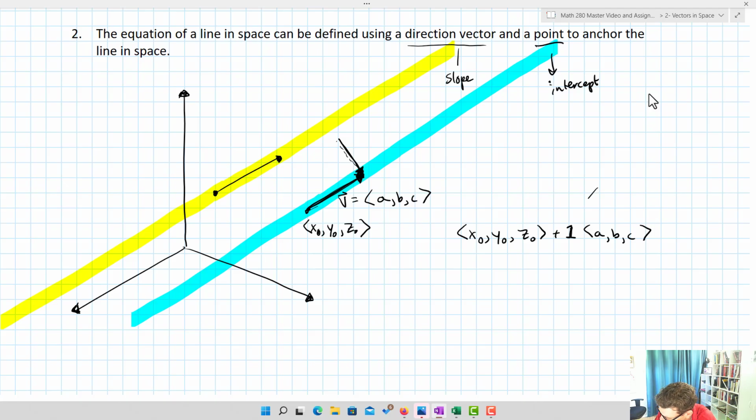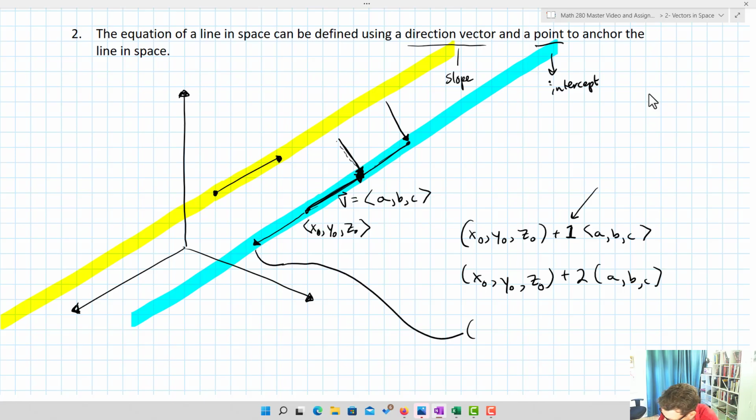If I change the scalar 1, let's say I make it into 2, now my new location is way up here because I've stretched the vector by 2, and I've added to it x naught, y naught, z naught. So now taking x naught, y naught, z naught plus 2 times a, b, c, I end up at this new point, the second new point. If I wanted to go backwards, I could, just by multiplying by a negative scalar. So this new point right here is going to be x naught, y naught, z naught plus negative 1 times a, b, c.